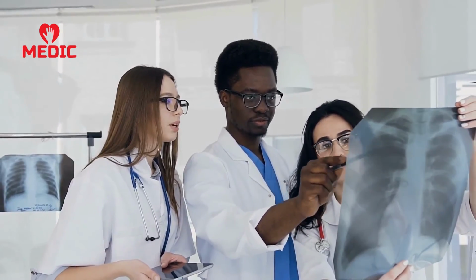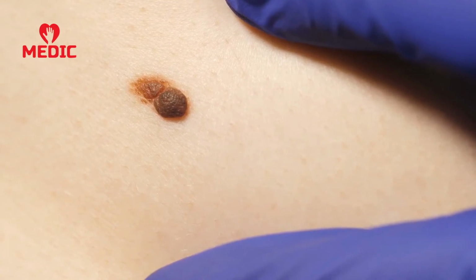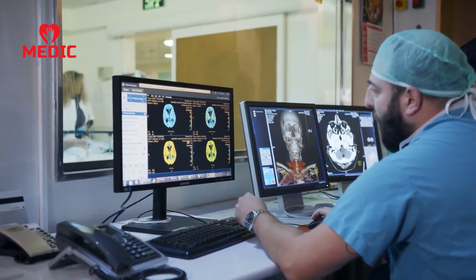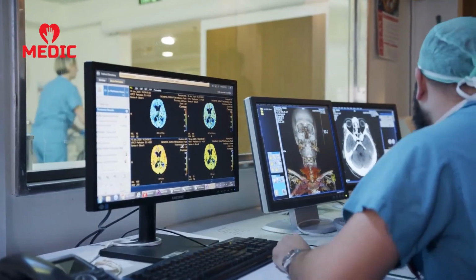They include the following: complete blood count, CBC, and ESR. Blood tests for calcium and vitamin D deficiencies. Tumor markers. Radiological examination: X-ray, ultrasound, CT, MRI.